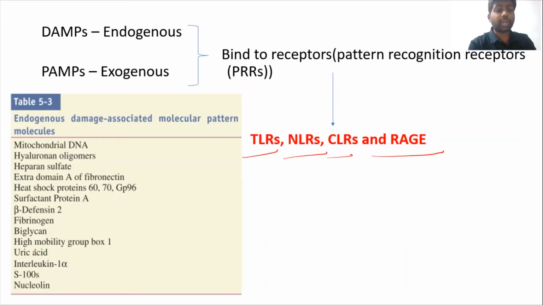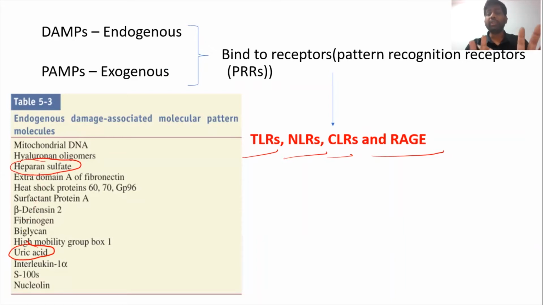Which is very important, I feel, is uric acid. I also feel heparan sulfate is important. They might ask you these questions, which are the DAMP molecules, so you should be able to remember at least these points. The rest of the points also, go through them once. I think you will be able to remember them if you have a visual impression of them.